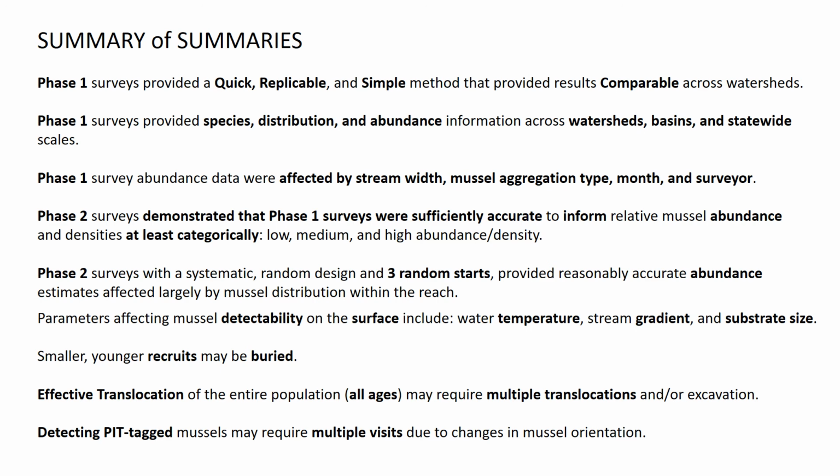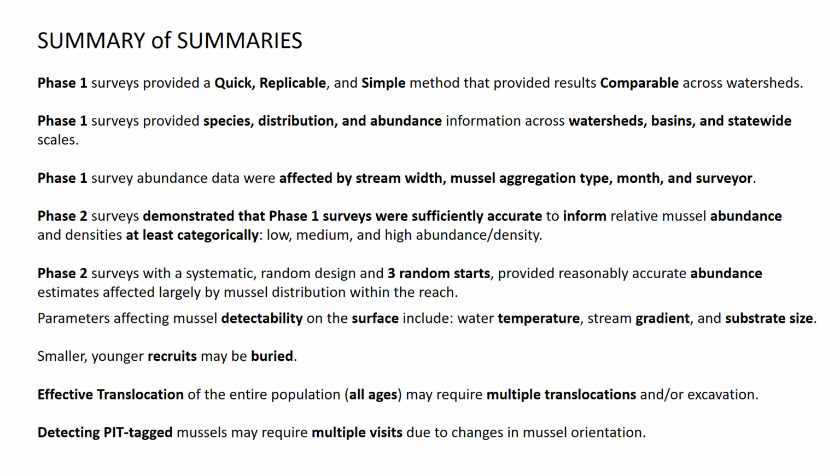Phase 2 surveys demonstrated that Phase 1 surveys were sufficiently accurate to inform relative mussel abundance and densities, at least categorically. And Phase 2 surveys with 3 random starts provided reasonably accurate abundance estimates.